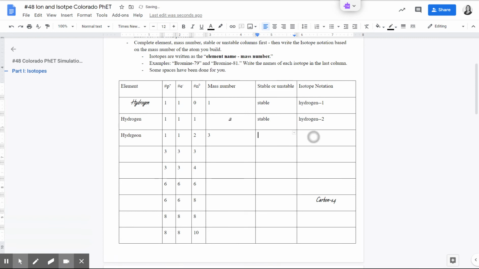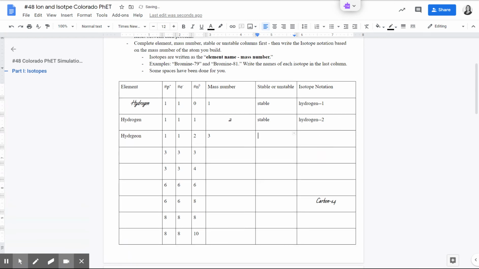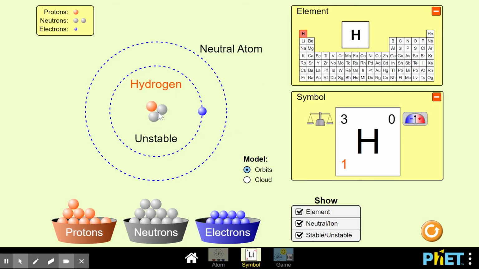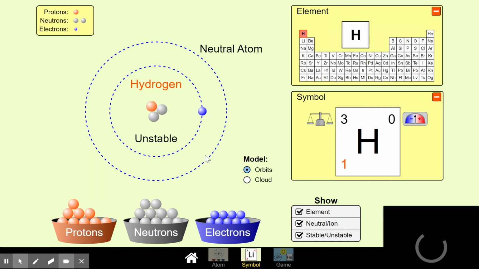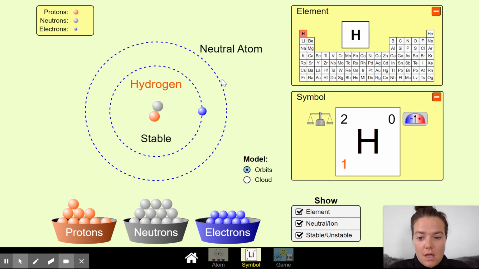But over here, the symbol will be hydrogen-3. And let's see what happens if I add 1 more neutron to this. There you have it. It becomes unstable. The mass becomes 4. So that is one of your assignments. You'll also be exploring what happens if you get rid of electrons, and what that does to this whole atom. That's what you'll be doing for the isotope part.